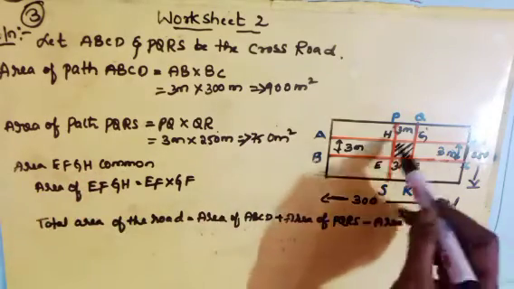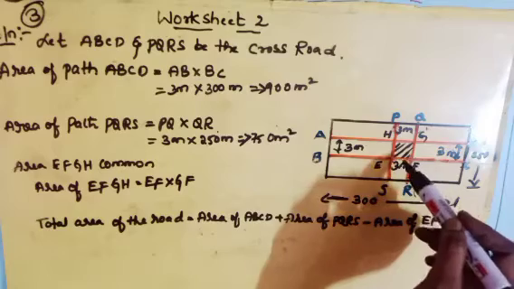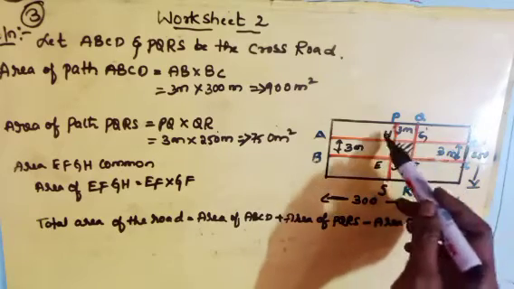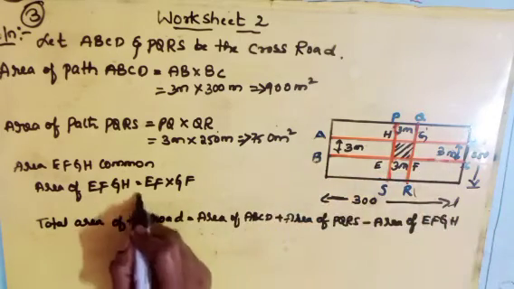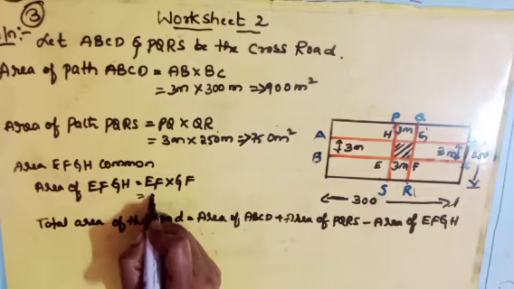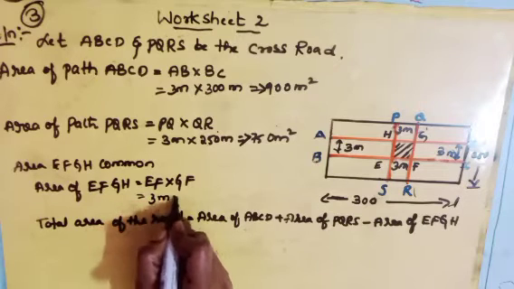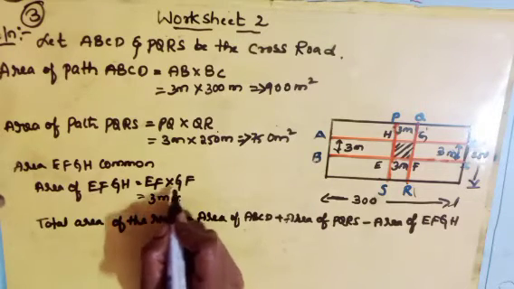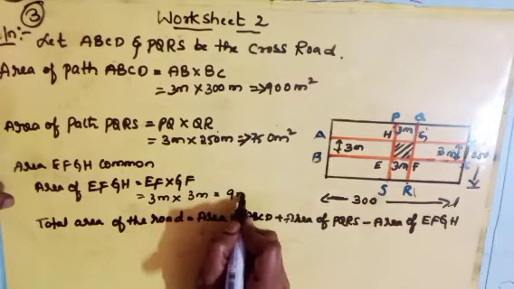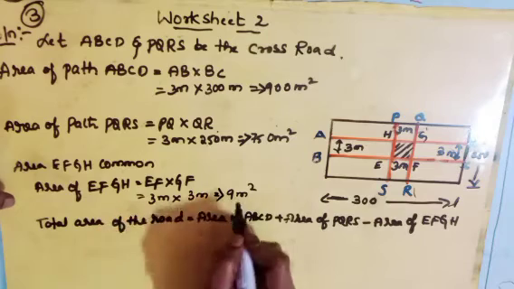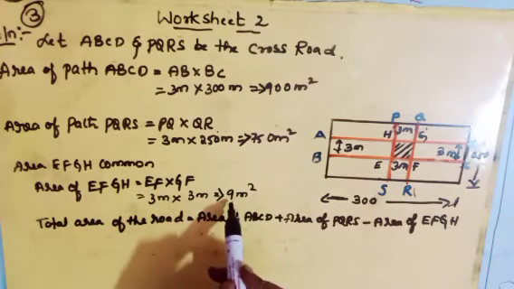This is common to both the paths. So area of EFGH is EF into GF. So EF is how much here? 3 meter, into FG is 3 meter. So how much will we get here? 9 meter square. Let us multiply. So we'll get here 9 meter square.